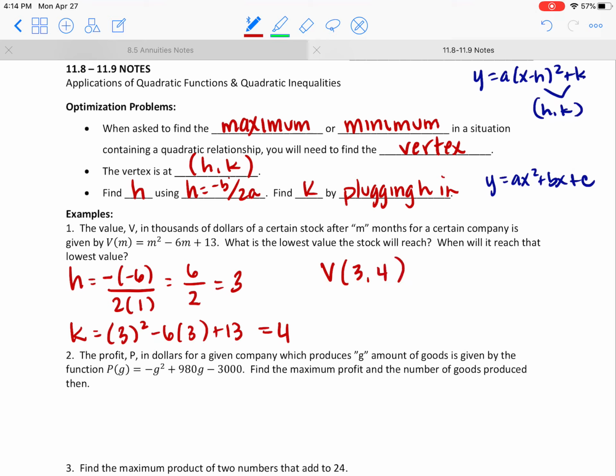So 4 here. Okay, so that's the easy part. Plugging and chugging, using a formula, okay? No big deal. We did that last lesson. So right now we have a vertex at 3 and 4, but that vertex is out of context, right? If it was just a parabola with no context, we know that that is going to be the lowest point on that parabola, but we have to try to figure out what it means to this problem.